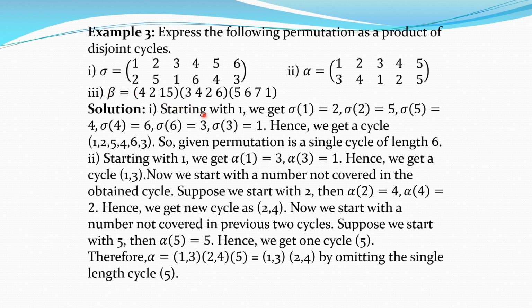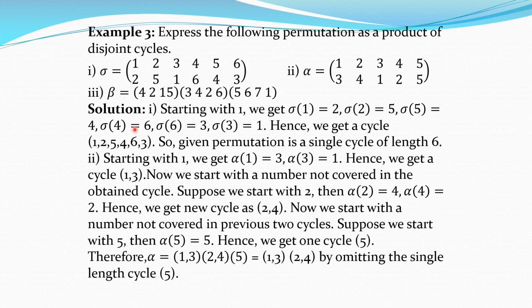Now, to write it in the cycle form, we start with the first element, sigma of 1 is 2. Now, sigma of 2 is 5. Now we find what is the image of 5. Sigma of 5 is 4. Then the image of 4 is 6, that is sigma of 4 is 6.